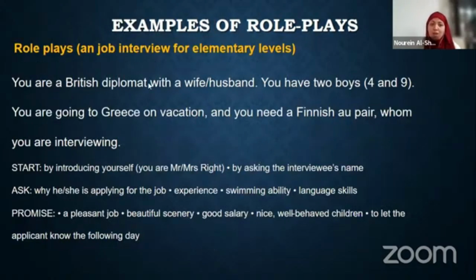This is a role play for a job interview for elementary students. Here, as you can see, this is the situation itself. And these are the tips because they are elementary students. So I give them steps: start by introducing yourself, ask this and that, promise a pleasant job. But they are free to do whatever they want after that. I just need a frame for the role play, and they're free to do whatever they want.